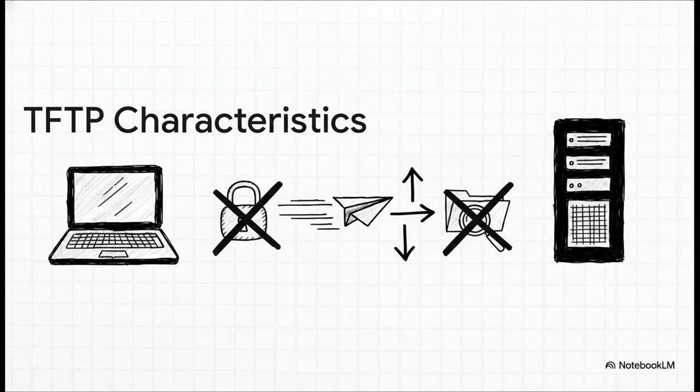Okay, so if FTP is your heavy-duty, ultra-reliable option, TFTP, which stands for Trivial File Transfer Protocol, is the stripped-down, lightweight alternative. It operates totally differently. Instead of those complex TCP handshakes, it uses simple, connectionless UDP on port 69.